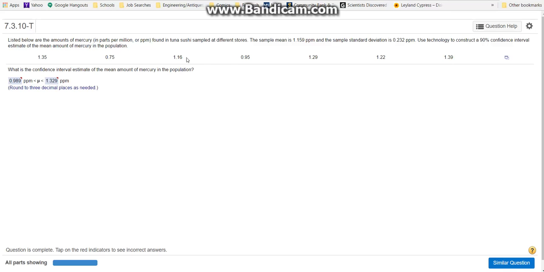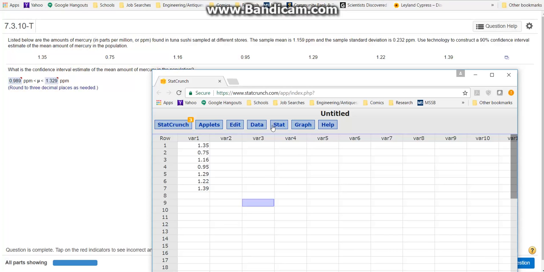So in this situation here, I do not know the population standard deviation. They give me the sample standard deviation, and my sample size is very small. So my only choice here is to use the T as in Tom. Now, I'm lucky because in addition to the data, they also provided me with the summary statistics, and we want a 90% CI. So let's go into StatCrunch here.